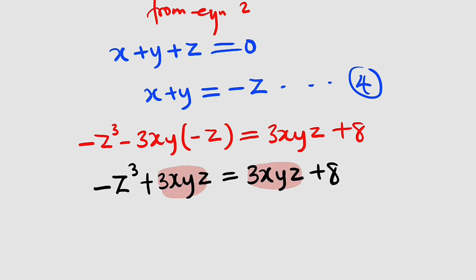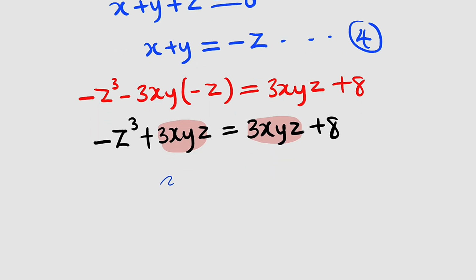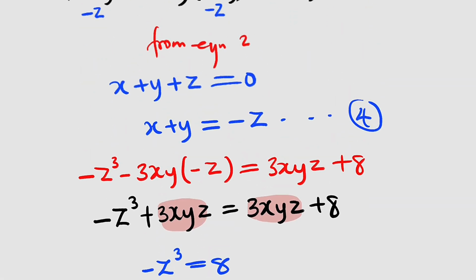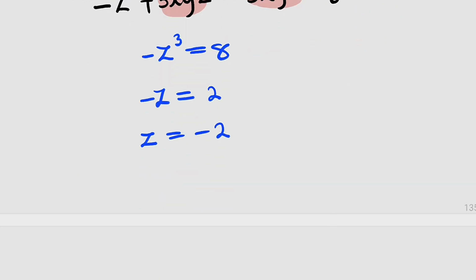It's just by subtracting 3xyz from both sides. What do we have left? We have negative z to the power of 3 is equal to 8. Take the cube root of both sides. We have negative z equal to the cube root of 8, which is 2. And if you multiply both sides by negative 1, finally z will be equal to negative 2. But from equation number 4, we can find the value of x plus y since it is equal to negative z.